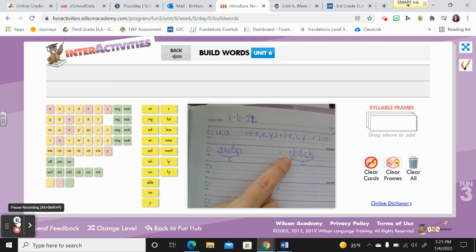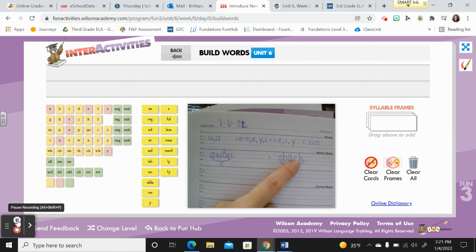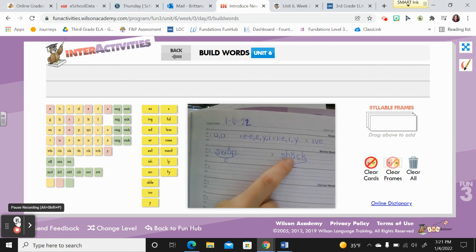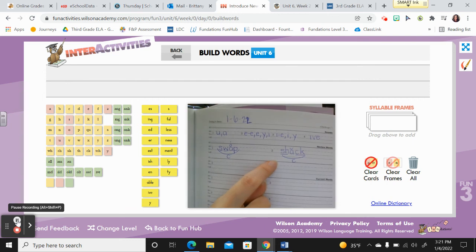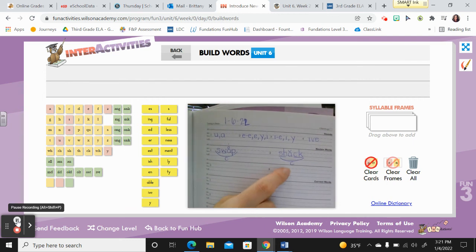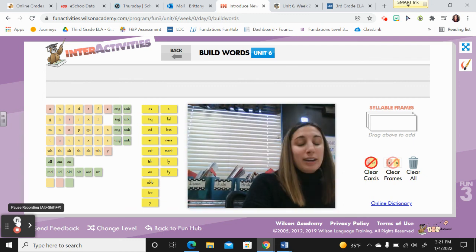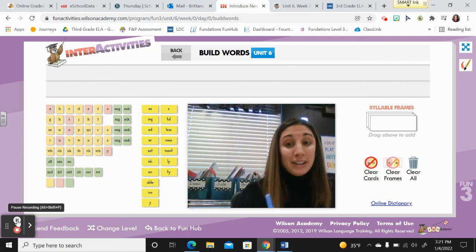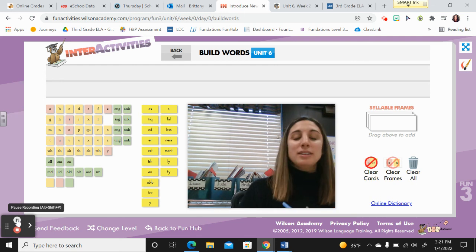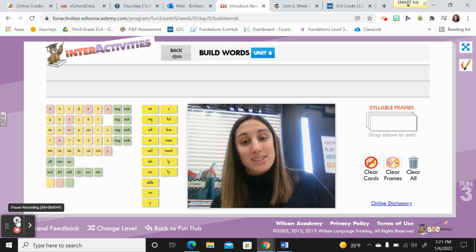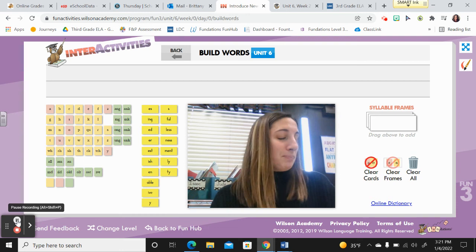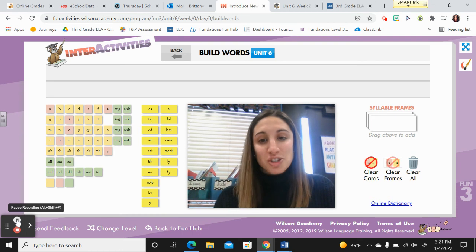All right, let's see how you did. S-H, digraph. C-K, digraph. I hope you put C-K because it comes right after a short vowel. Yes? All right. Scoop it, and it's closed. Number 3, your word has a base word and a suffix. So we underline the base word and circle the suffix. Very good.